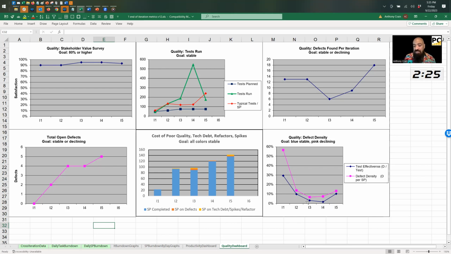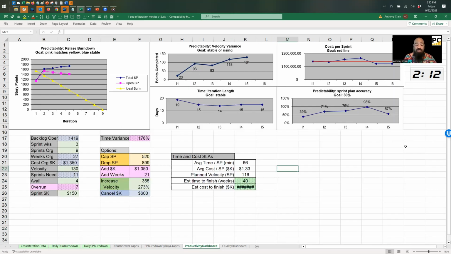So the blue line is test effectiveness. And blue, you want that to be stable, not dropping like this. Pink, however, you want that to be going down. So there are some interesting ways of using that data. There are 2 sets of metrics you can use to understand your team.